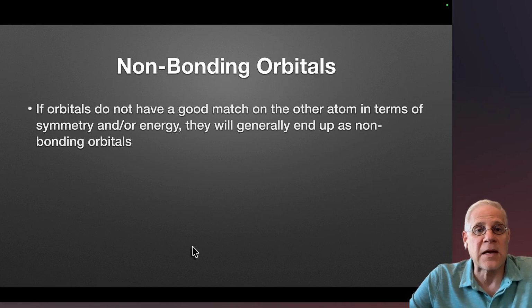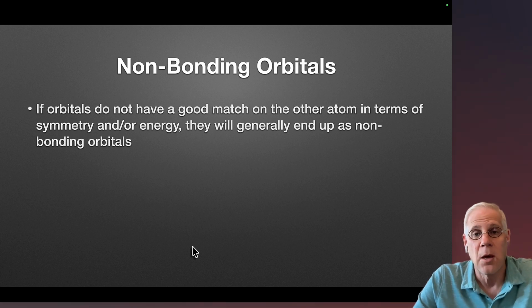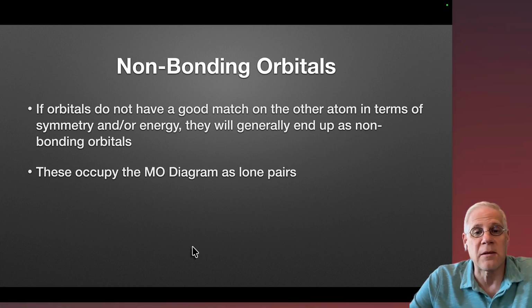Now, the other thing that can happen is you can have orbitals on one atom that don't have a good match in terms of either symmetry or energy, or both. And they won't form a bond of any sort with any other orbital on the other atom. And so those end up as non-bonding orbitals. These occupy the molecular orbital diagram as lone pairs.